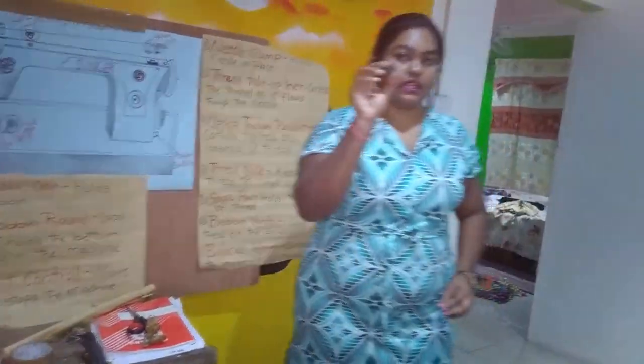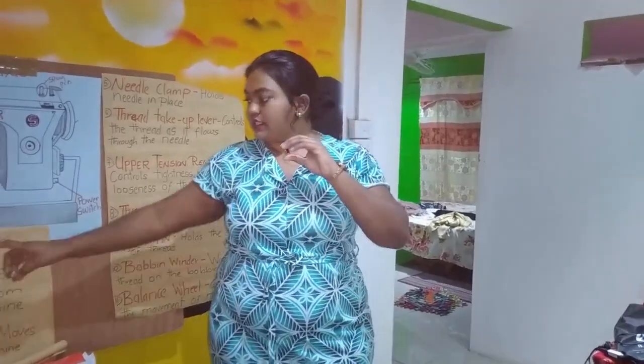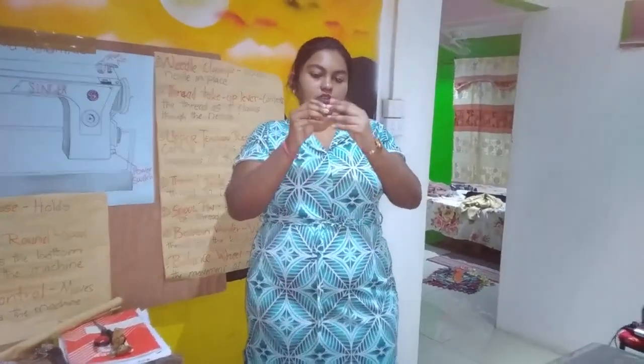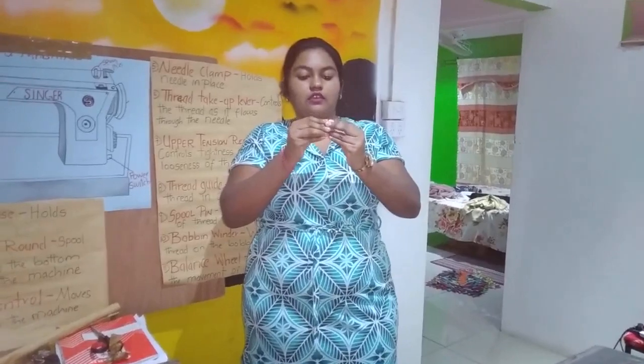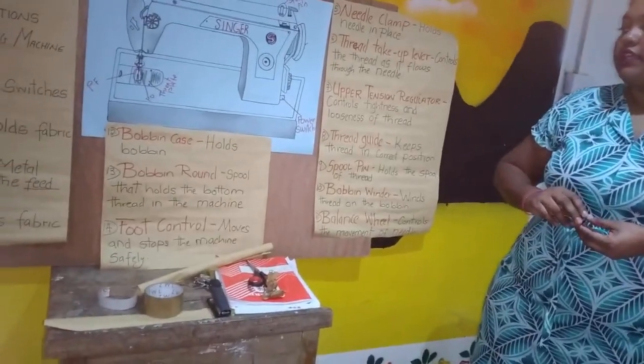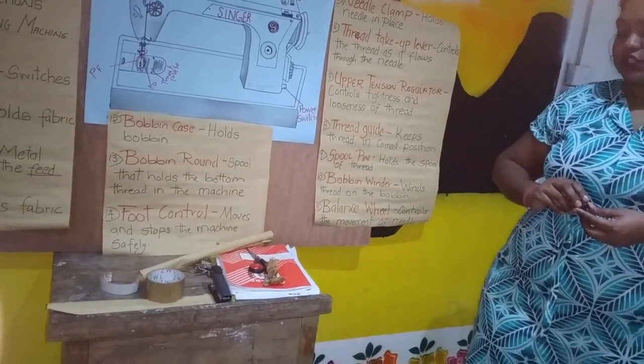This is a bobbin case. The bobbin is inside this. You insert the bobbin, as it says, it holds the bobbin here. This holds the bobbin, as you see. Then, bobbin round, it is a spool that holds the bobbin thread in the machine.